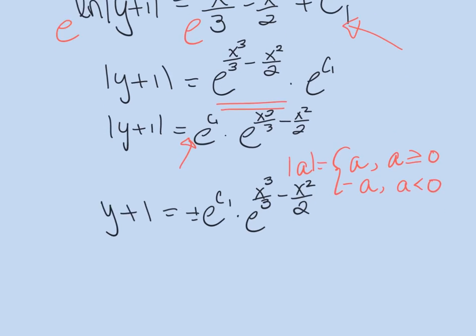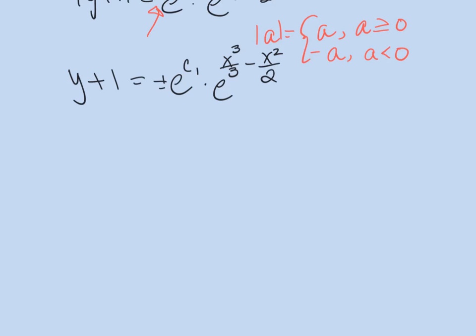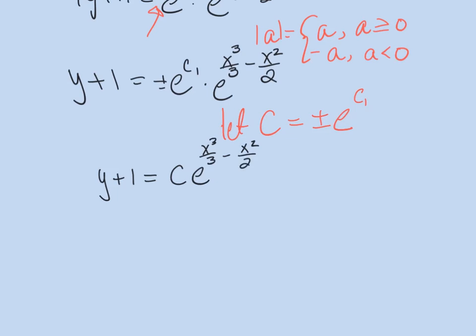Now, if I let big C equal plus or minus e raised to the c sub 1, because e is just a number, 2.71-ish, raised to a constant is still going to be a constant. So a plus or minus a constant is just a constant. That allows me to rewrite this as y plus 1 is equal to some constant C times e raised to the x to the 3rd divided by 3 minus x squared divided by 2.